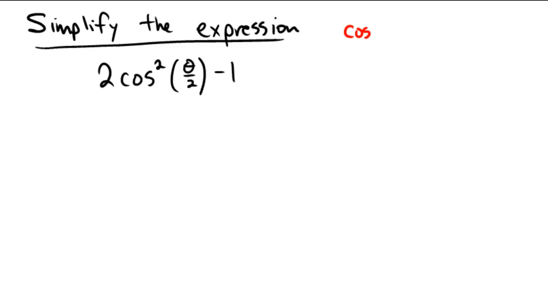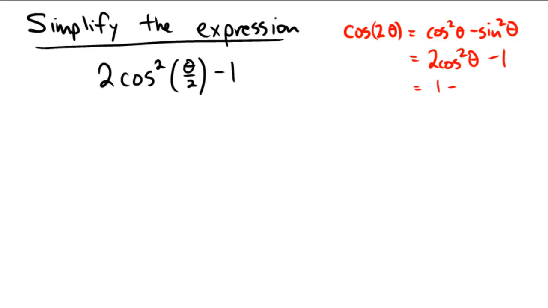The cosine of 2 times an angle is equal to one of three things. It's either equal to cosine squared theta minus sine squared theta, or it's equal to 2 cosine squared theta minus 1, or it's equal to 1 minus 2 sine squared theta. And the sine double angle formula, the sine of 2 theta, is equal to 2 times the sine of theta times the cosine of theta.